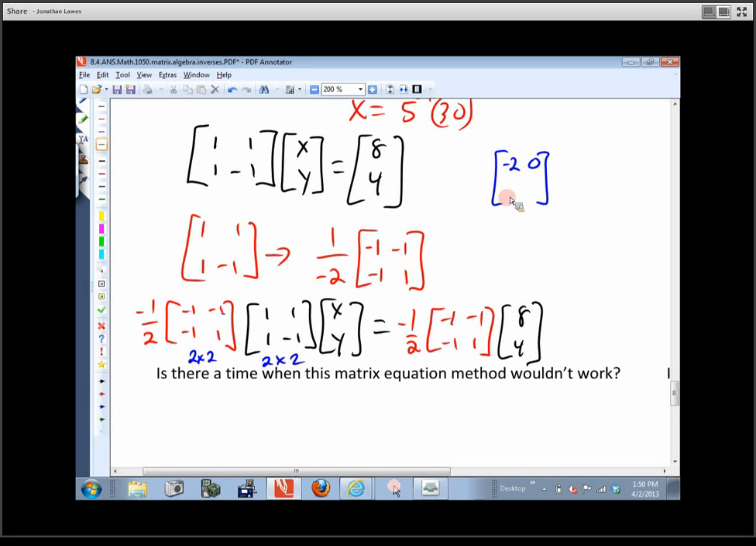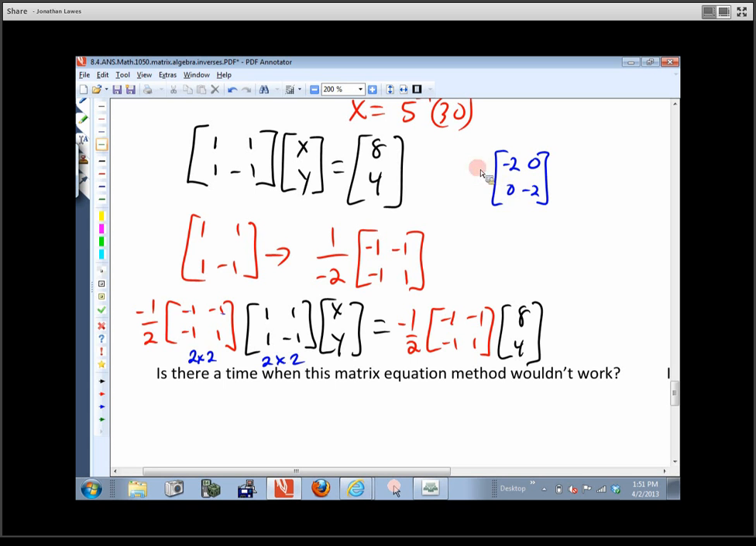Second row, first column. That's a negative 1. That's a positive 1. What do I get? I get 0. Okay? Second row, second column. Take the second row, multiply it by the second column. So that's a negative 1, and that's a negative 1. So I get negative 2.